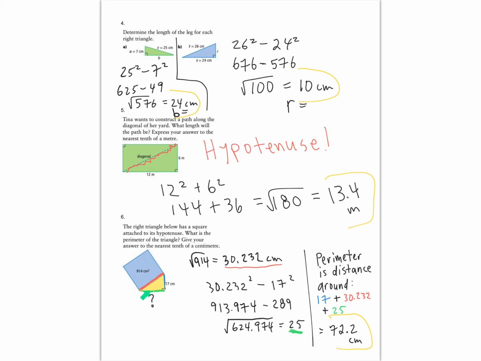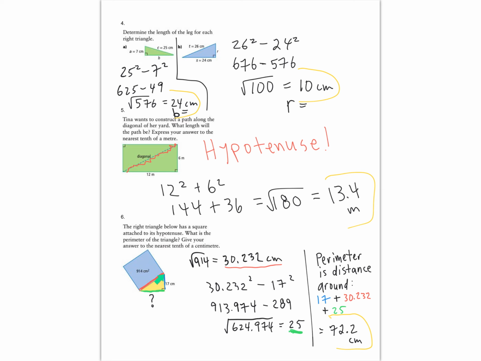We're going to try and find the green side here. Now this green side is a leg, so we're going to square this and subtract this. Now I could have just done that right off the start, but I wanted to show you the side length is this. So essentially it's 914 minus 289. And then when we find the square root of that, we get 25. So this side here is 25, this side is 17, and this side, the red hypotenuse here, is 30.232. Round to the nearest tenth.